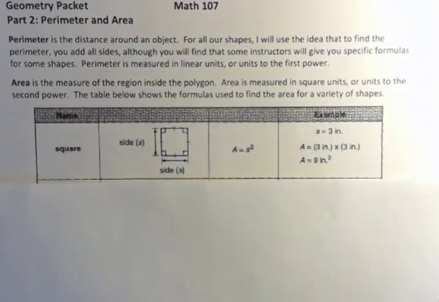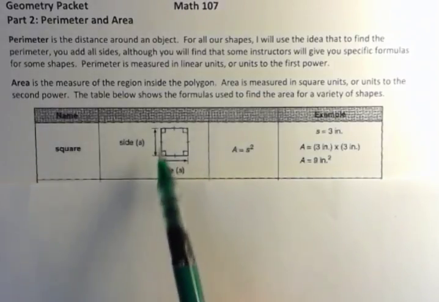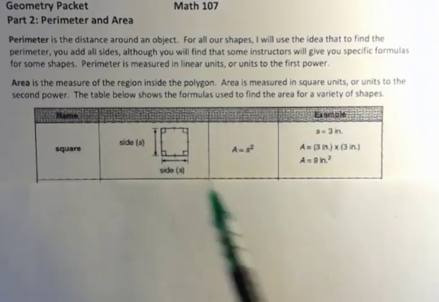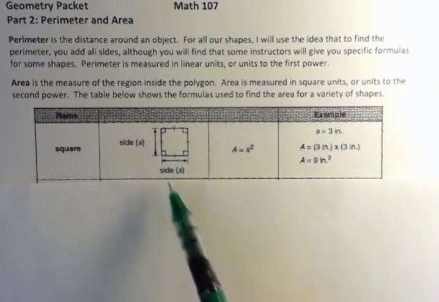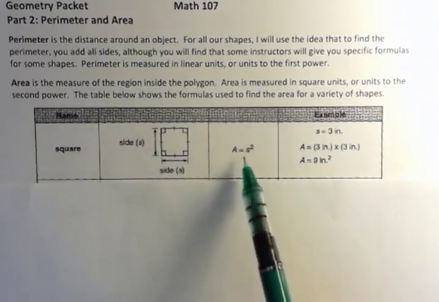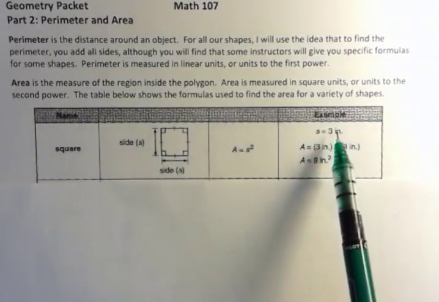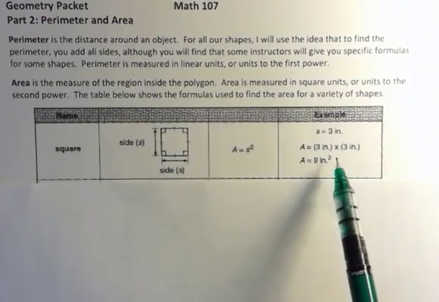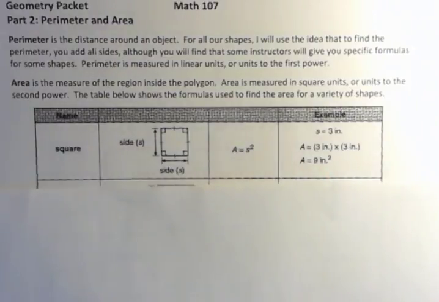So this one says in a square, we say that there's each side, and we have those little marks, which means that they're all congruent or the same length. And so we just say it's side times side, which is side to the second power. If a side was 3, it'd be 3 times 3. But notice it would be inches to the second power because area is always to the second power.